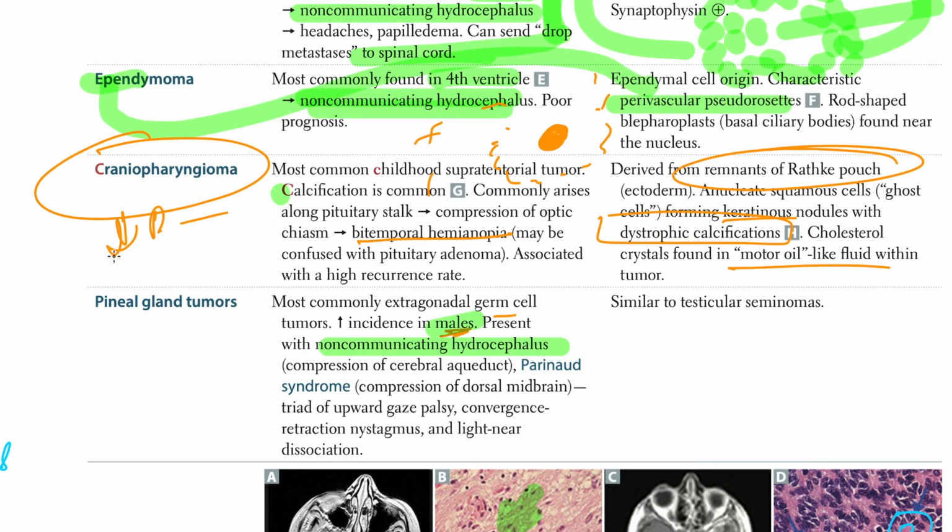Then you have a pineal gland tumor. Most commonly, it's the extragonadal germ cell tumor, because they're similar to testicular seminomas. Again, it causes non-communicating hydrocephalus because it's going to block the cerebral aqueduct. It causes Parinaud syndrome, leading to the triad of upward gaze palsy, nystagmus, and light-near dissociation. And that's going to be all for childhood brain tumors.